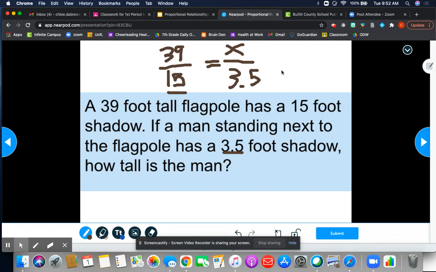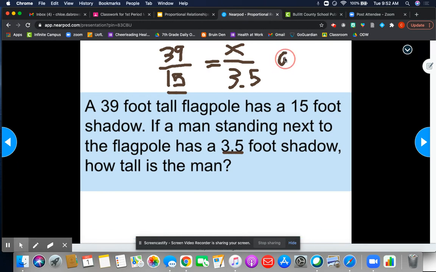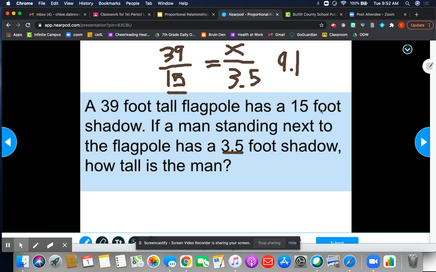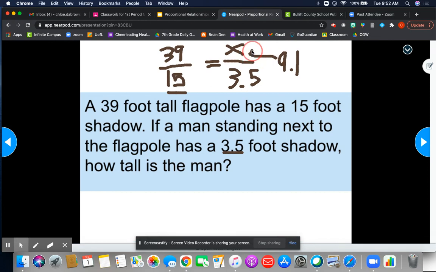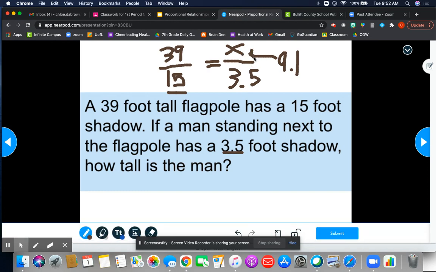So remember, to solve these, you're going to cross multiply and divide. So if I multiply across, 39 times 3.5 is 136.5. If I divide that by 15, apparently I have a 9.1 foot tall man. Very tall, really not realistic, but math-wise, that is true. So our man is 9.1 feet tall.